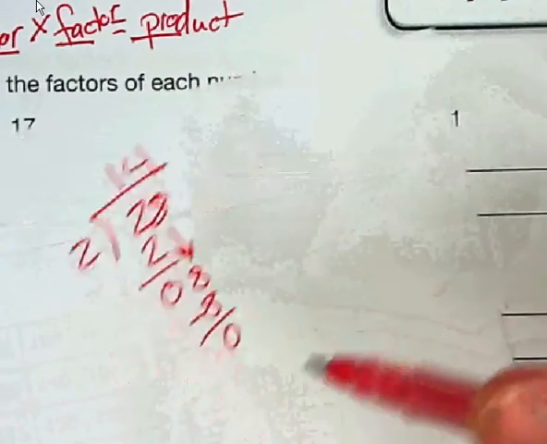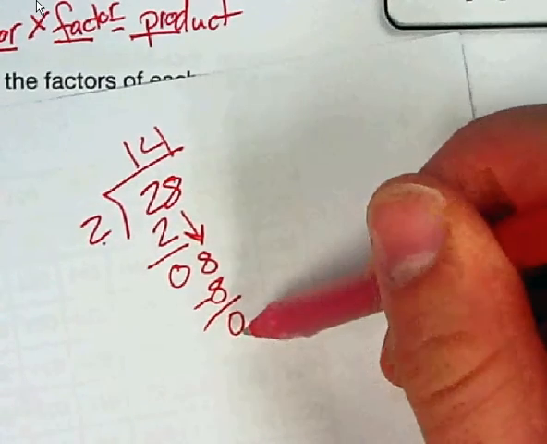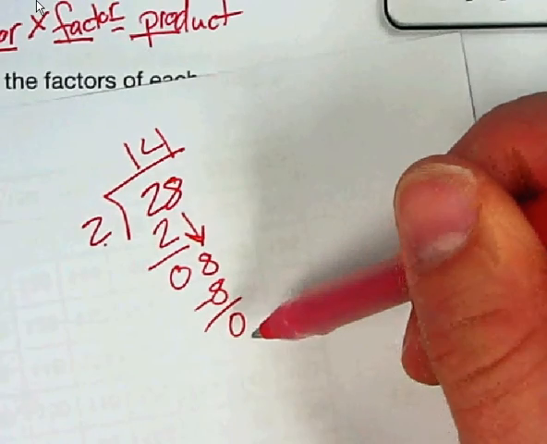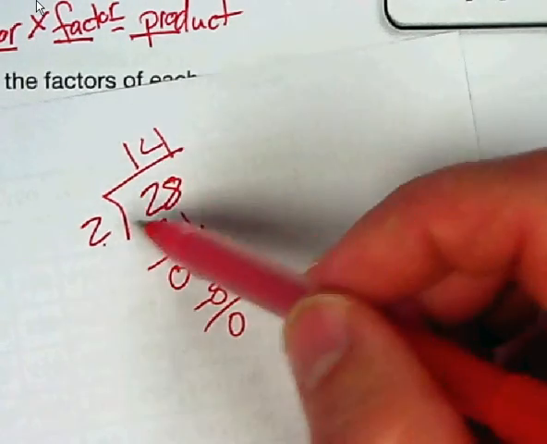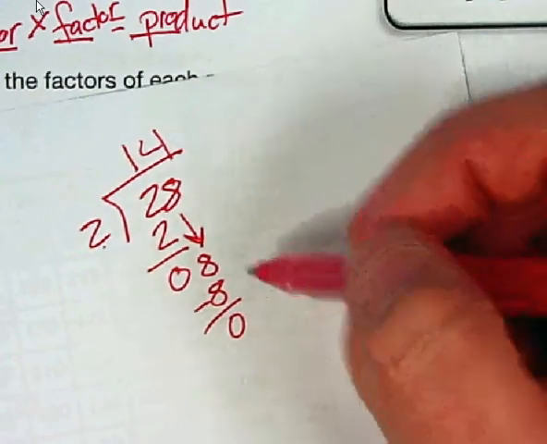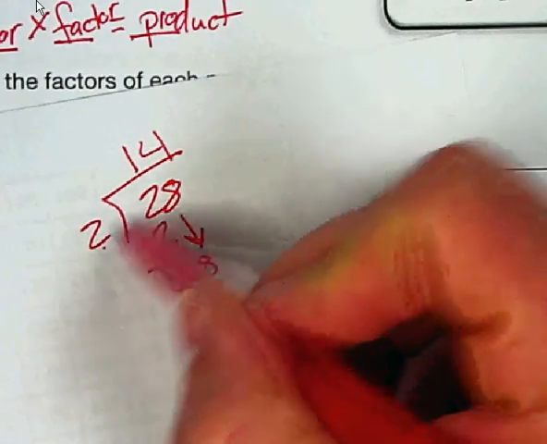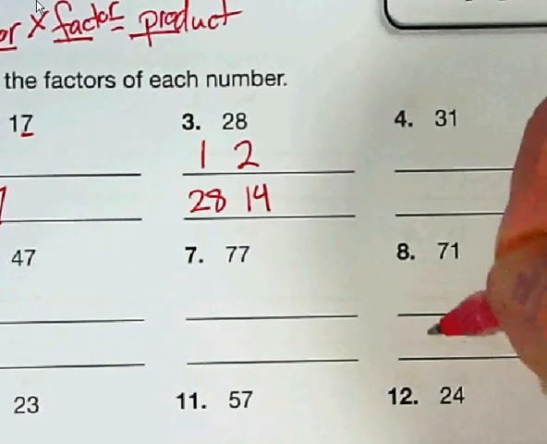Now, if you ever do a division problem like this and you get a remainder, then you know for sure that this number is not divisible by that number, and those two numbers are not factors. Okay, so if you ever get a remainder, they're not going to be factors. But since we have 0 as a remainder, 2 and 14 will be factors. Okay, so let's keep going up.